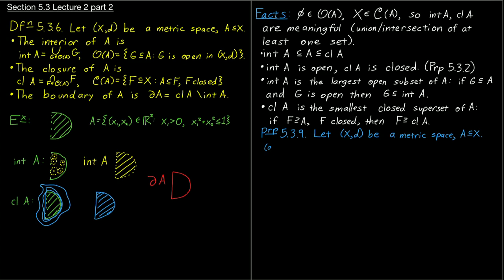So part A: A is open if and only if A is equal to the interior of A, and A is closed if and only if it's equal to the closure. And the proof is pretty straightforward. We're going to use the above facts.